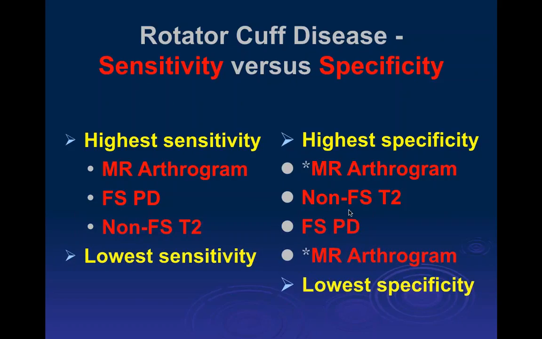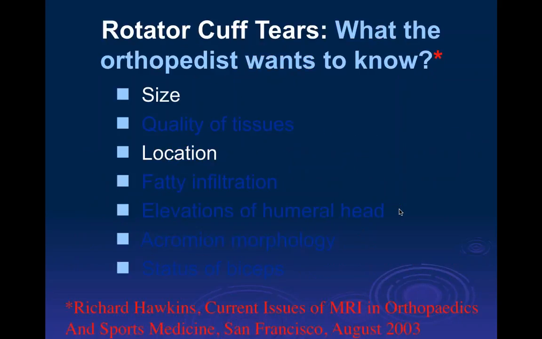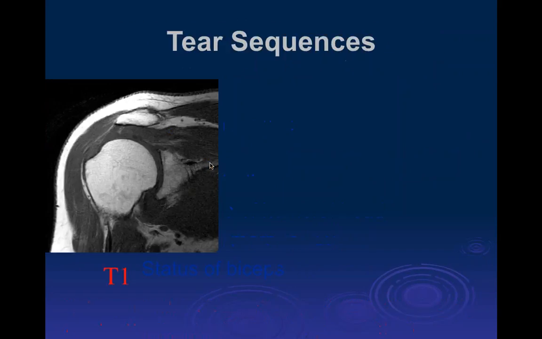When it comes to specificity, the non-FatSat T2s is more specific than the PD FatSats. So when I report pathology of the rotator cuff, I really like to use the T2s to describe it. And we'll talk about that when we get to rotator cuff disease. Much more just location.